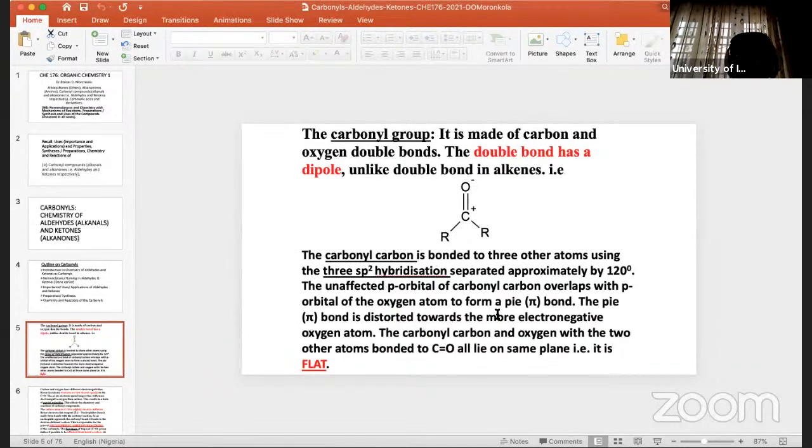This we will see very soon, but let me quickly say that the carbonyl carbon is bonded to 3 other atoms, as you can see here, utilizing the sp2 hybridization, which are separated by approximately 120 degrees. The unaffected p orbital of that carbon of the carbonyl overlaps with the oxygen. That is what is responsible for the pi bond that makes the double bond. It's a little distorted, like I said, because of the greater electronegativity of the oxygen atom in the carbonyl bonding.